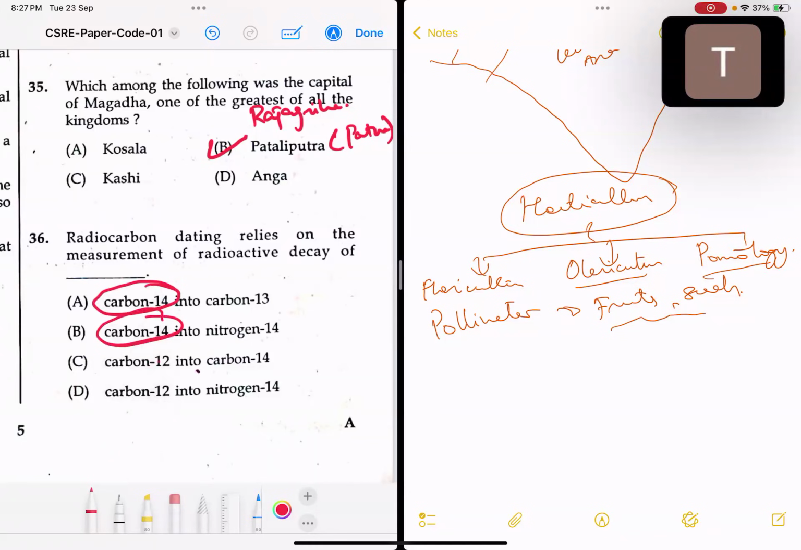Carbon-14. So we can't use carbon-12 because it is not a radioactive element. So in order to do that, we need a radioactive element, which is carbon-14, okay? And the transition takes place from carbon-14 to nitrogen-14, okay? There's no such thing as a carbon-13. So the correct option is option number B.